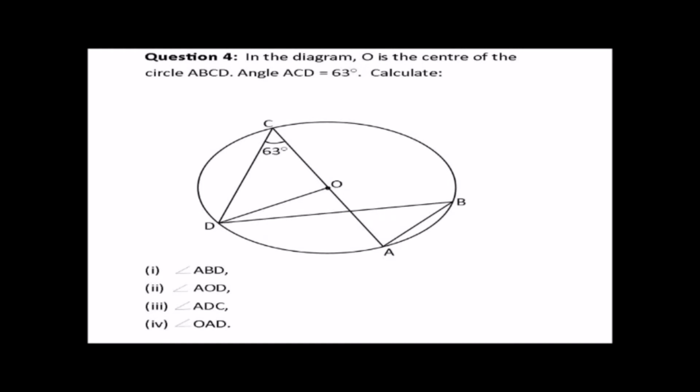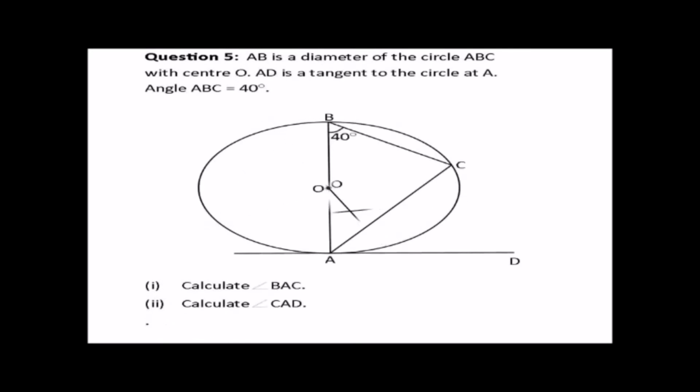And we move on to question 4. In the diagram, O is the center of the circle ABCD. Angle ACD is 62 degrees. Calculate 1 angle ABD, 2 angle AOD, 3 angle ADC, and 4 angle OAD. Calculate those angles. Do it quickly. All of these apply to what you did at the beginning, so just use the concepts from the beginning.